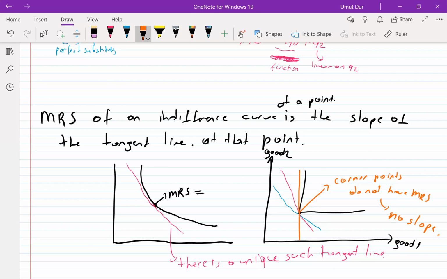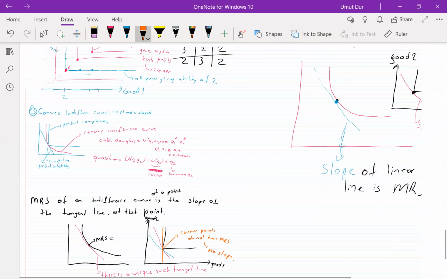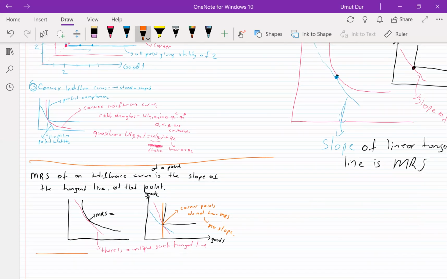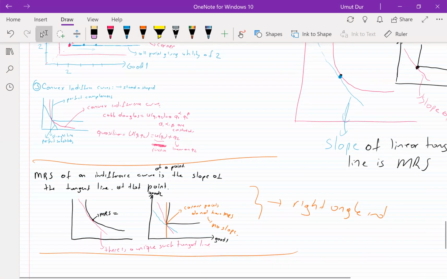then it means that the derivative is not defined at that point. In other words, there is no slope. If you have a cone, then you can draw many different tangent lines, and it means that there is no marginal rate of substitution here. It's not defined. So this is all for right angle indifference curves.